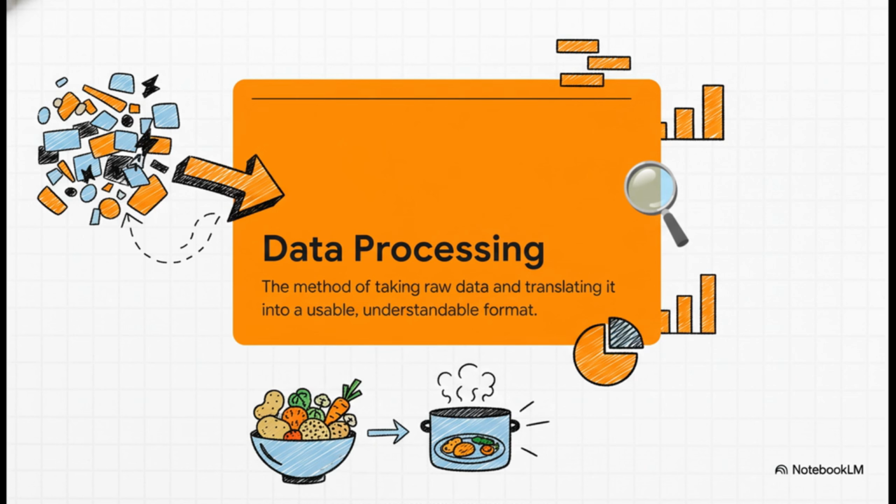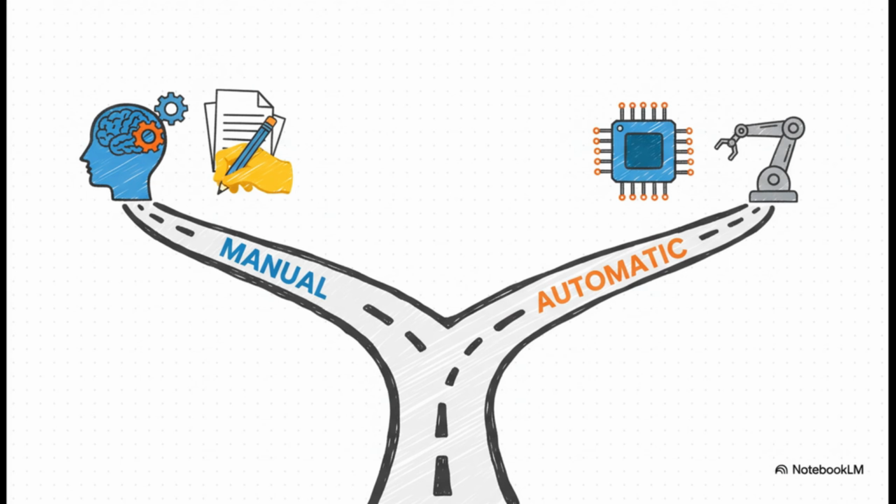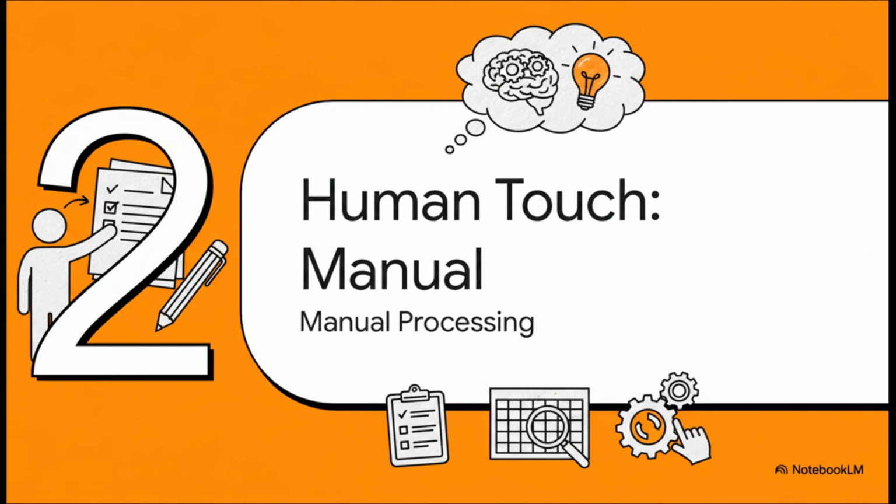Same idea. And just like in cooking, you've got two main ways to get the job done. There's the manual path, that's where it's all about human effort, and then there's the automatic path, which, as you can guess, is powered by computers and software. So first up, let's talk about that human touch. Let's dive into manual processing.